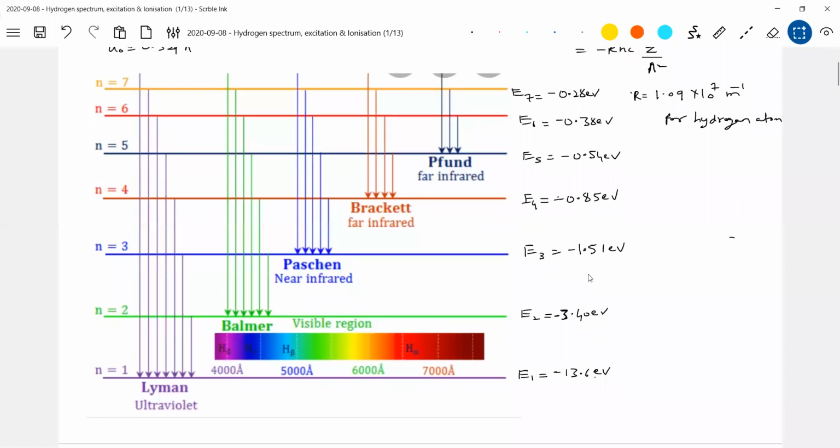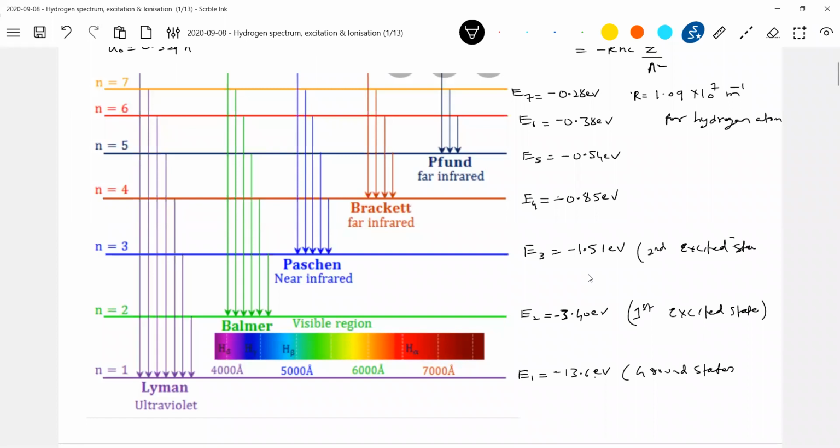So now, Bohr's postulate says how a photon will be emitted, how the hydrogen spectrum arises. This is called the ground state. I'll give names: this is the ground state. This is called the first excited state. Don't call it second excited. This is the second excited state. This will be the third. Like that, n equal to 4 will be the third excited state. This is the fourth excited state. Like that, you can give the names.